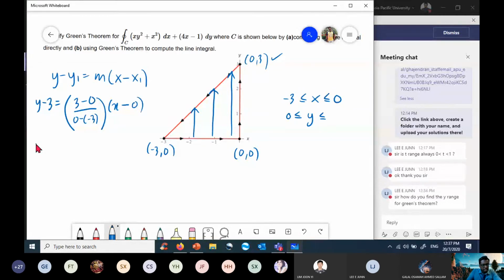So solving this, y minus 3, 3 divided by 3 is 1, 1 times x is x. So y is equal to x plus 3. That is the equation of this line. So now that you know the equation of the line, you know that the upper bound is x plus 3. Was that clear? Was it confusing?